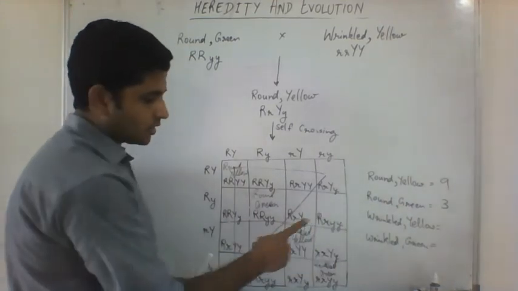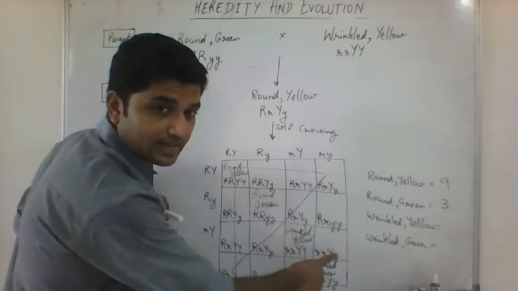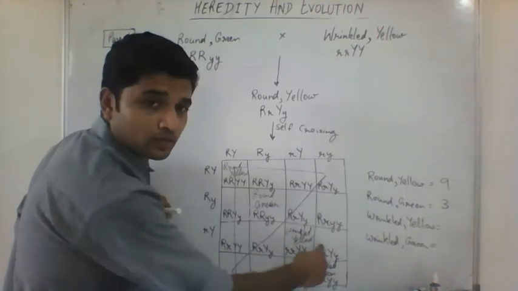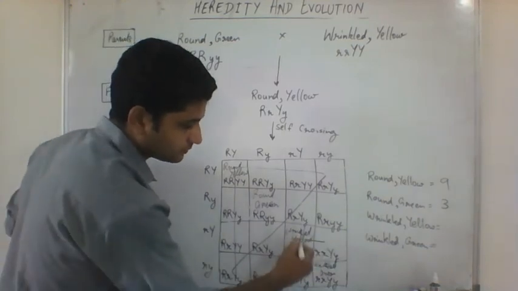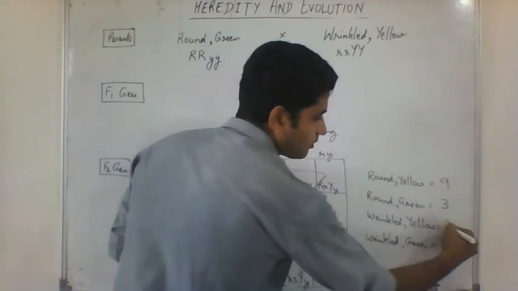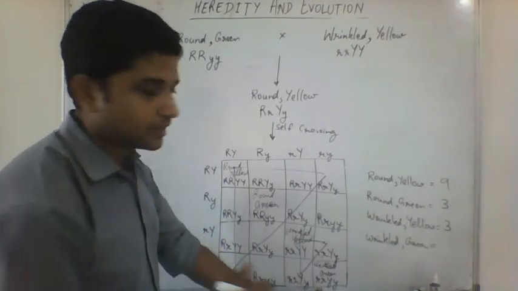How many with wrinkled and yellow? Wrinkled and yellow. Here you have wrinkled and yellow. Here see, it is wrinkled and yellow. Here also wrinkled and yellow. So again a triangle, again a small triangle here. So this is also 3 in number, wrinkled and yellow. And how many wrinkled and green? Only 1 wrinkled and green.